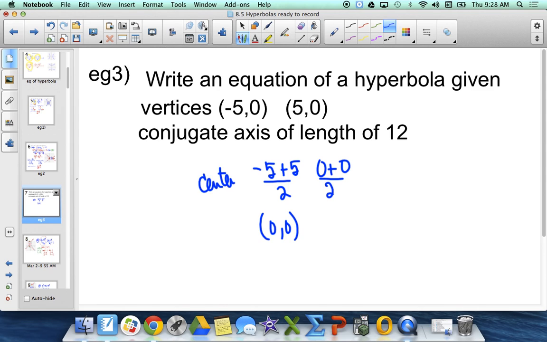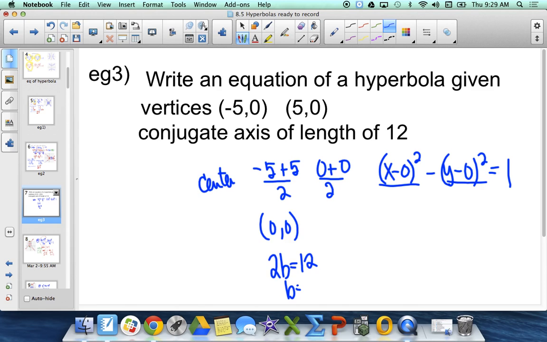We know that those vertices are on the transverse axis because the transverse axis is the only axis that really has any vertices. So those points are on the x-axis. So we're going to say x minus 0 squared minus y minus 0 squared is equal to 1. Now we have to determine what a and b are. It said the length of the conjugate axis was 12. So 2b is equal to 12. So b is equal to 6.